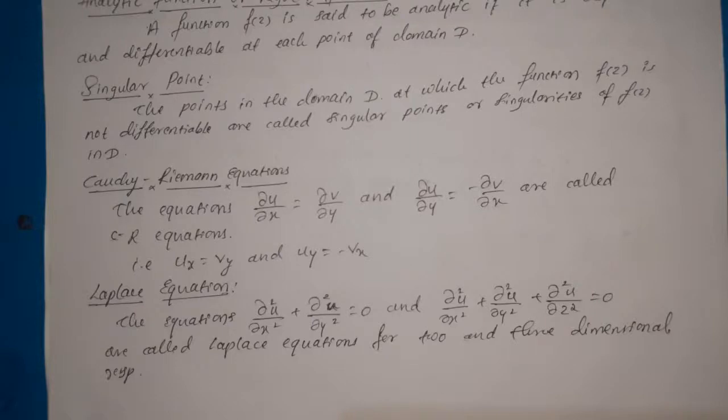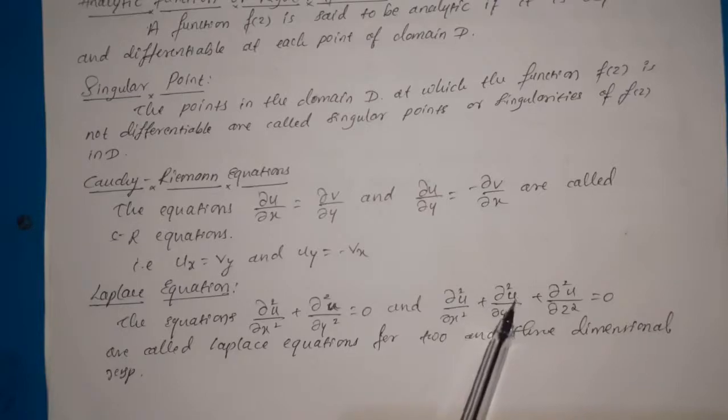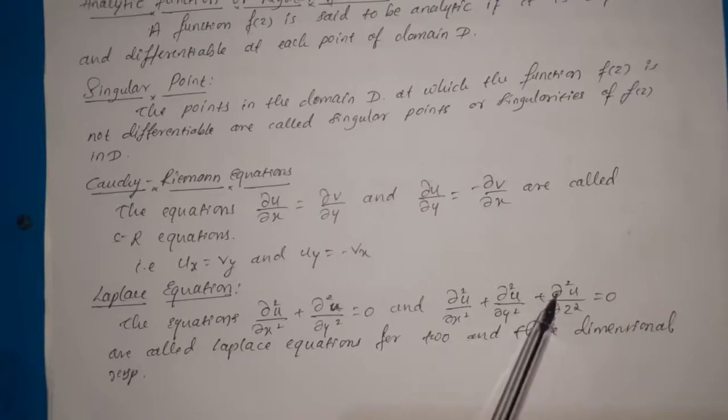Then the next point is the Laplace equation. Laplace equation means these are the second order partial derivatives. The equation is dou square u by dou x square plus dou square u by dou y square is equal to 0. Here we have x and y as the variables. Then dou square u by dou x square plus dou square u by dou y square plus dou square u by dou z square equal to 0.